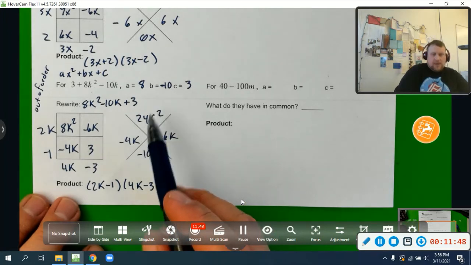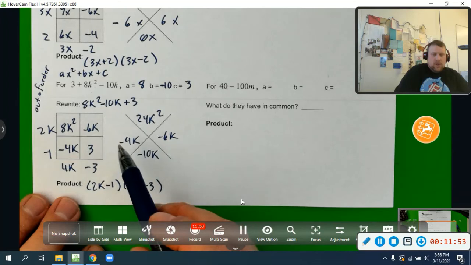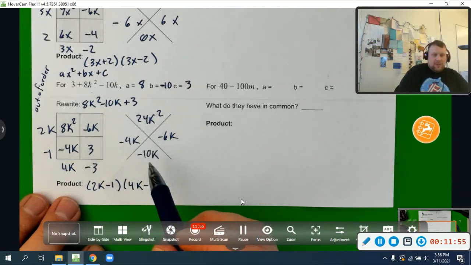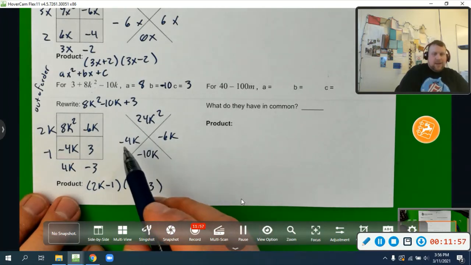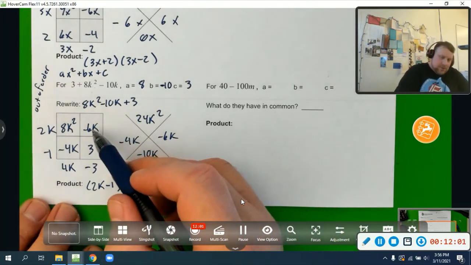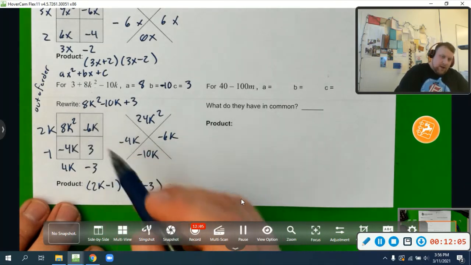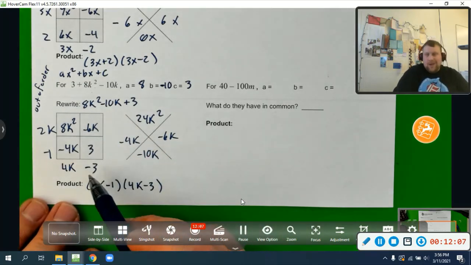The only way I get a positive up here and a negative down here is if these are both negative. So what can I multiply to get 24 that adds up to be a negative 10? Negative 4 and negative 6, right? Now, here's where something new kind of happened. If I have a negative 6k here and a negative 4k here, how did I know to do a negative 3? Well, here's the deal.